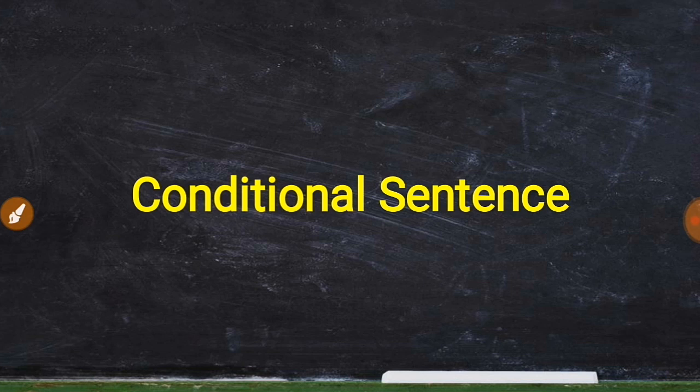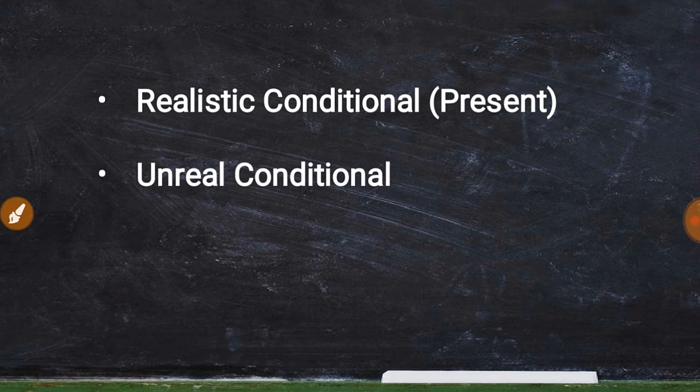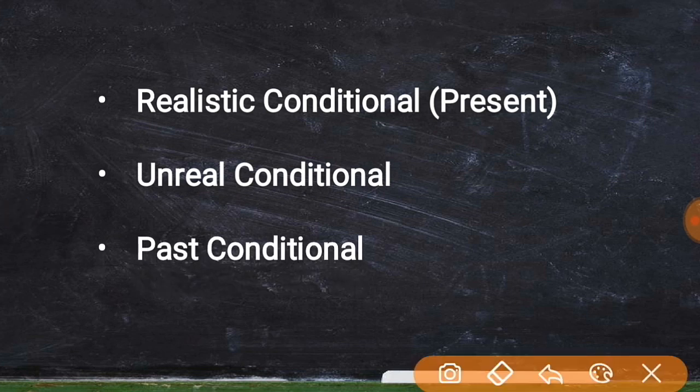So let me start the conditional sentence. Conditional sentences are mainly of three types. The first one is the realistic conditional, the second one is unreal conditional, and the third one is past conditional. In the realistic conditional sentence, first, I am telling you that there are two clauses. One is the main clause, and another is the subordinate clause. Main clause, that is MC, and subordinate clause, that is SC.